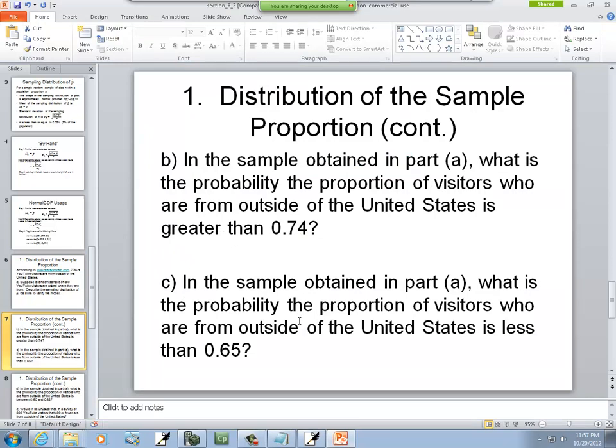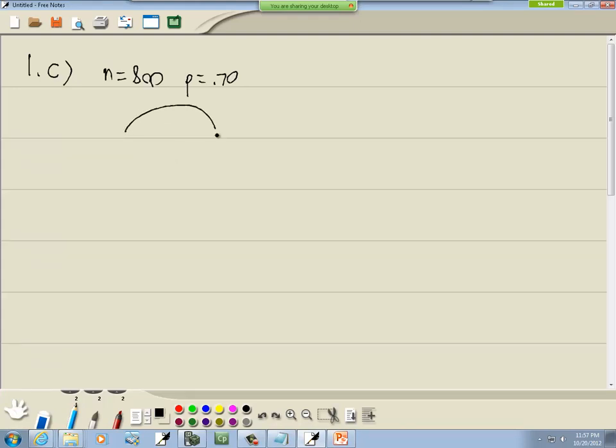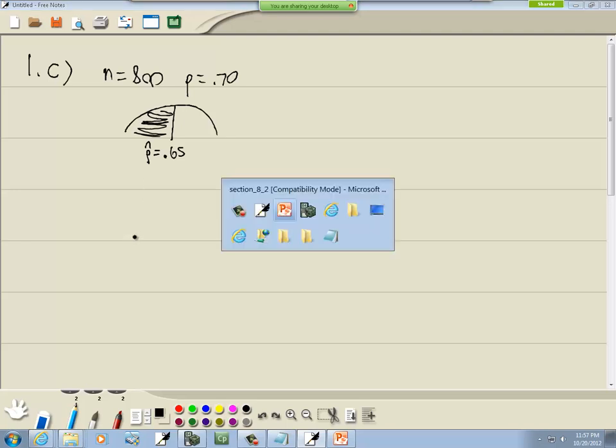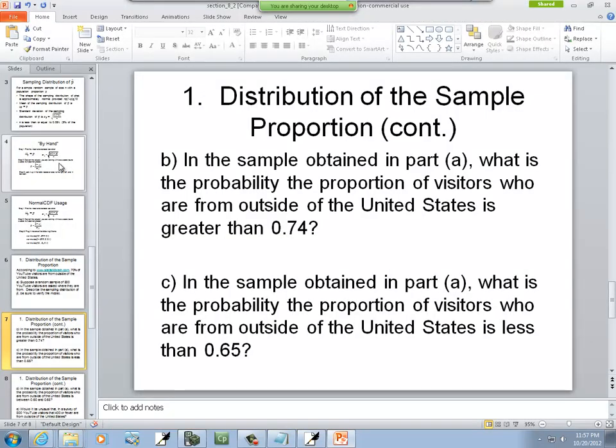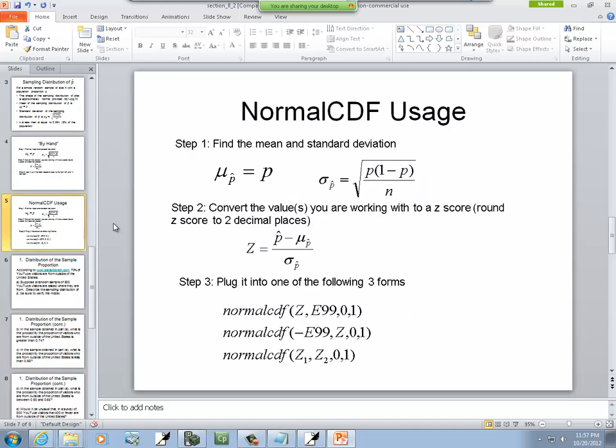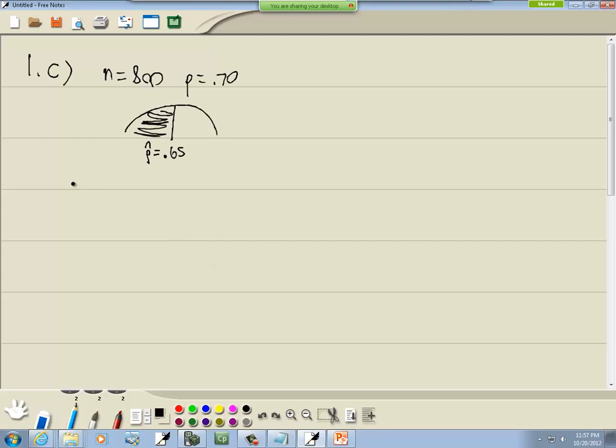Okay, in a sample obtained in Part A, what is the probability of the proportion of visitors who are from outside the United States is less than 0.65? So that's our picture. And when they give us less than 0.65, that's p hat. So that's what they're asking. Now let's come back here, and we'll do it on the calculator first. Though actually the first two steps are the same for both of them.